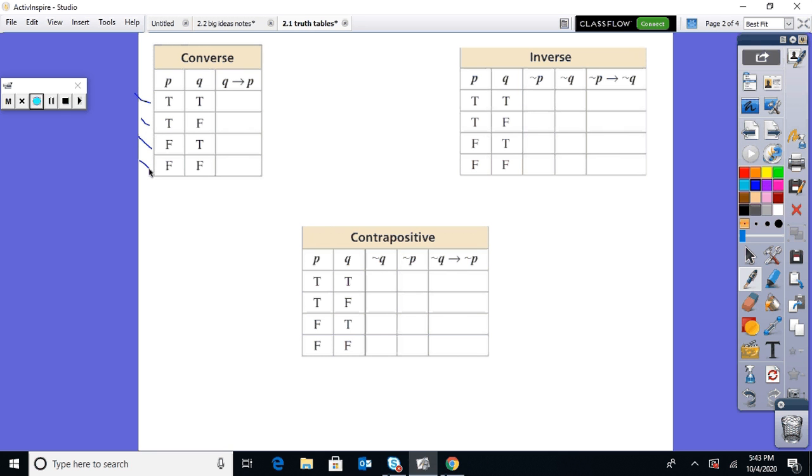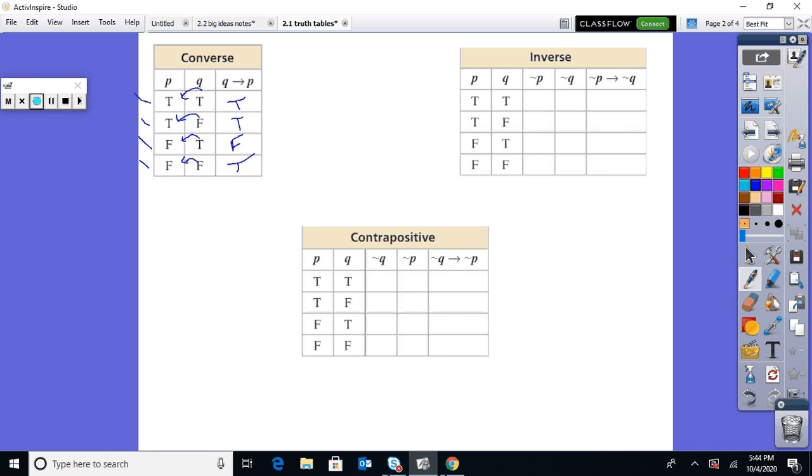Now, when I look at Q to P, though, I'm going backwards. So a true to a true gives me a true. A false to a true also gives me a true. Aha, here's the true to false. That's where I get a false. And then a false to a false gives you a true.